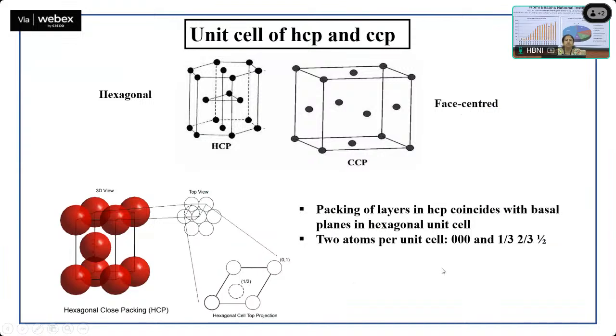So what are the coordinates of the 2 lattice points in the hexagonal unit cell? 0, 0, 0 and 1 by 3, 2 by 3, half. So I hope this is clear. If this is not, I can repeat it if you type it in the chat box.